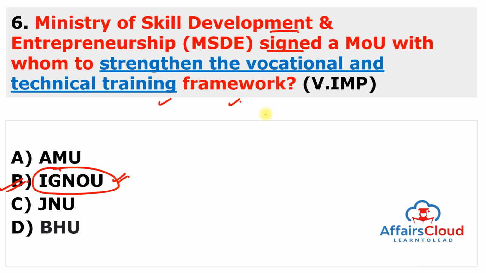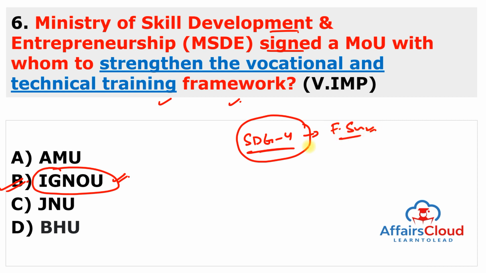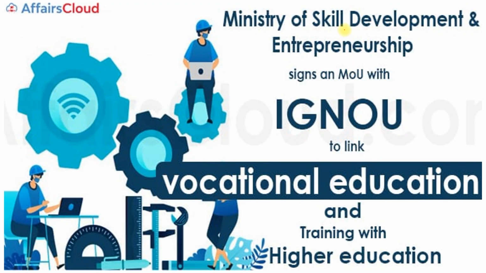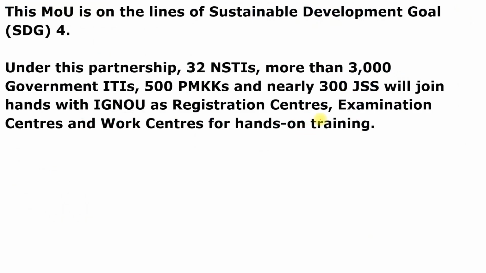And this MOU is on the lines of Sustainable Development Goal number 4. What is Sustainable Development Goal 4? It is to increase the number of people with relevant skills for financial success. So you can see here, the Ministry of Skill Development and Entrepreneurship signs an MOU with IGNOU to link vocational education and training with higher education. And the MOU is on the lines of Sustainable Development Goal number 4.